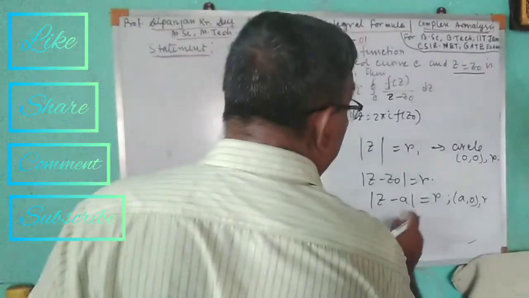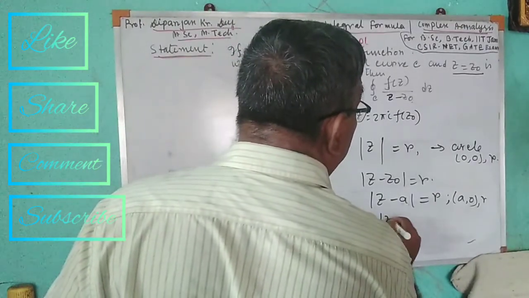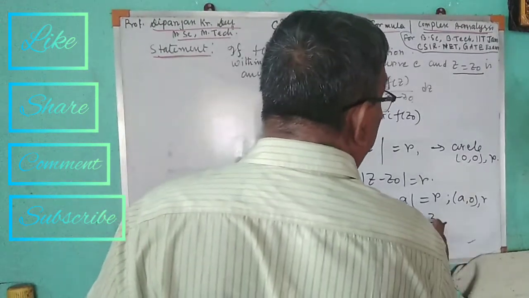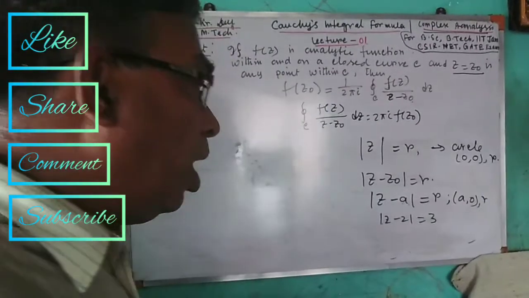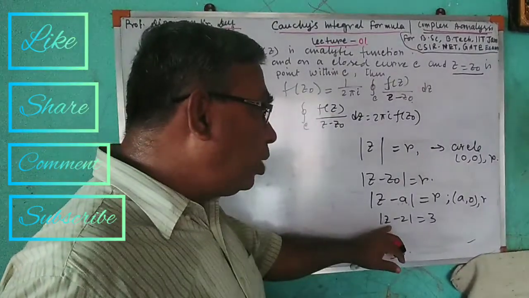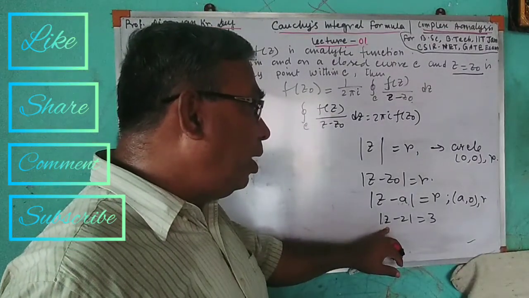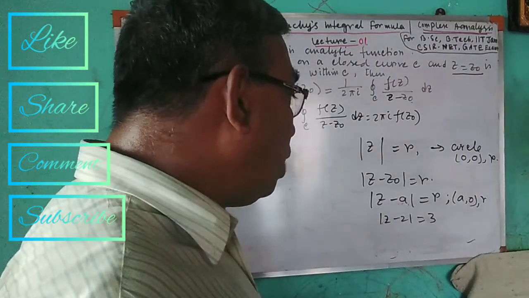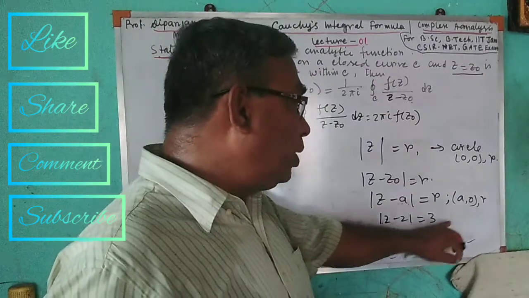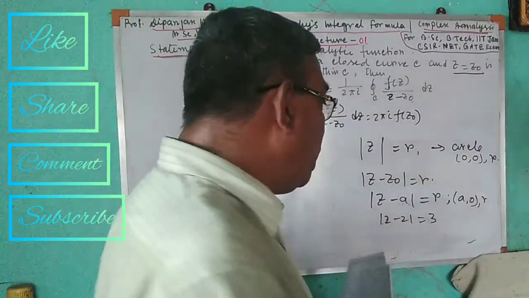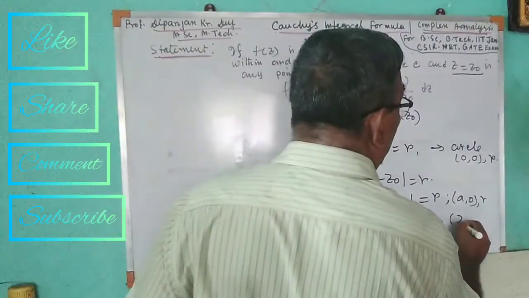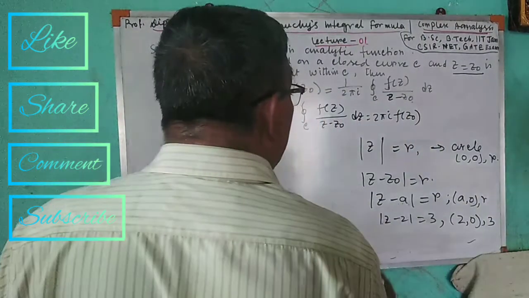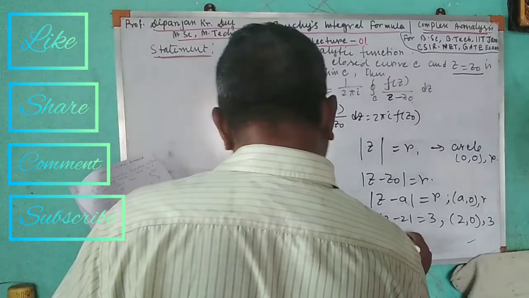Suppose z minus 2 is equal to 3. So center is 2 comma 0, radius is 3. How? You put z equal to x plus iy, then it will be x minus 2 whole square plus y square is equal to 3 square. So center is 2, 0 and radius is 3.